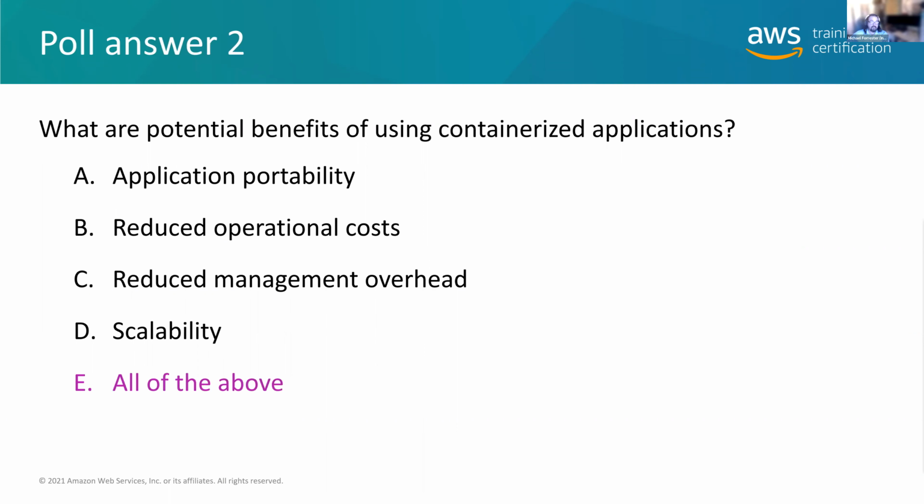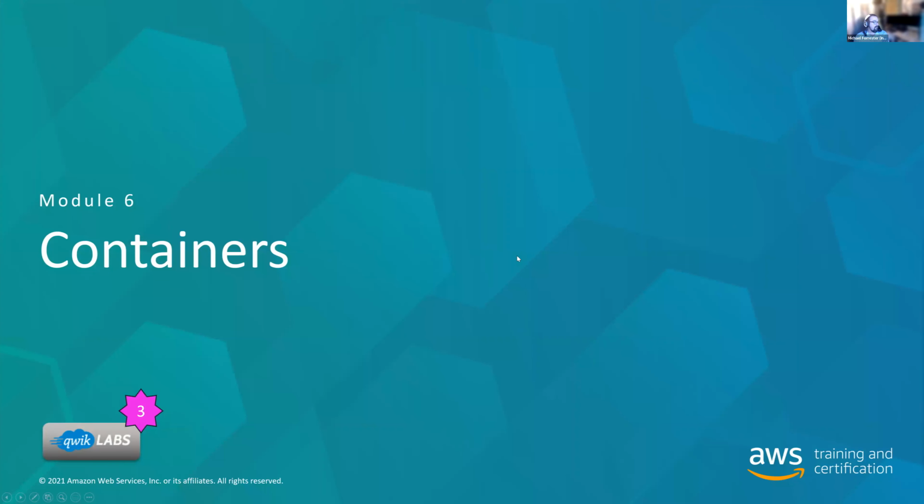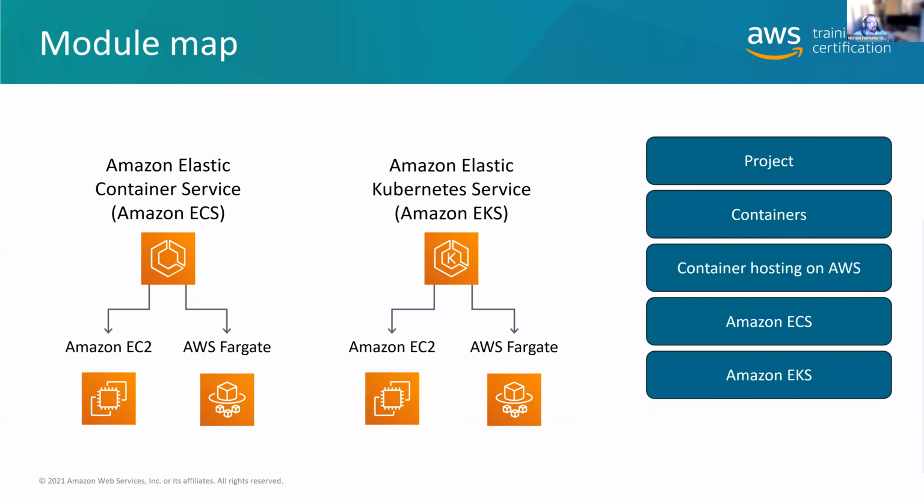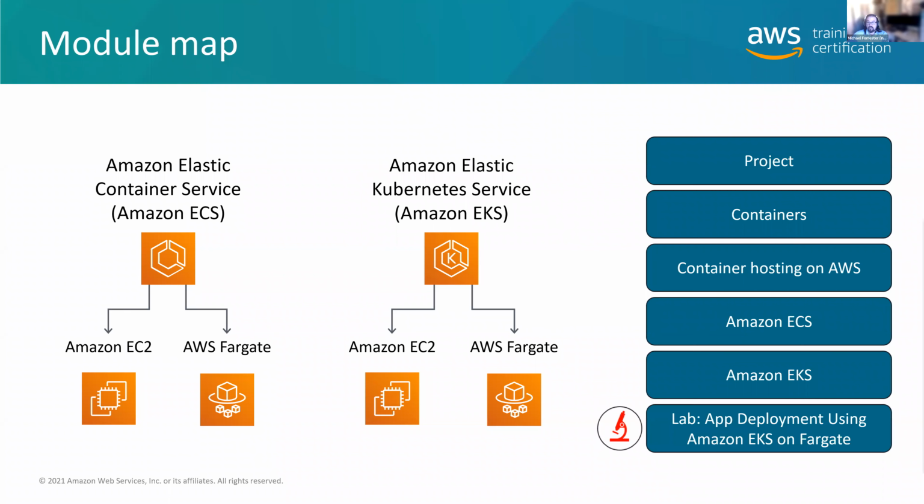Okay, so we're going to talk about containers, and there is actually going to be a lab. The lab's already warmed up and queued. You're going to deploy an application onto the Elastic Kubernetes Service, which we're going to talk about. Here are the modules: we're going to talk about ECS and EKS, which are the two core services that deploy and orchestrate containers.